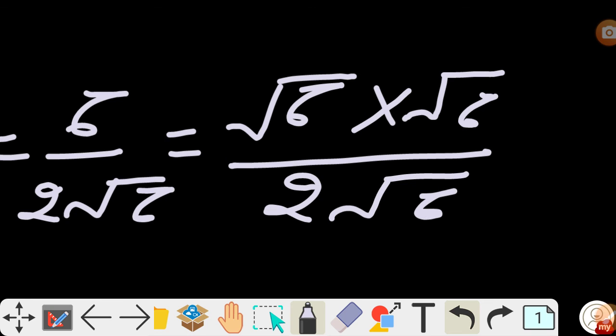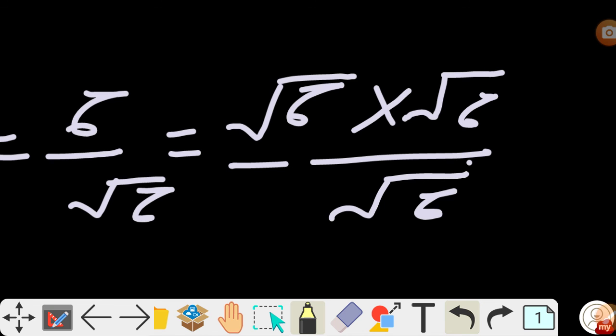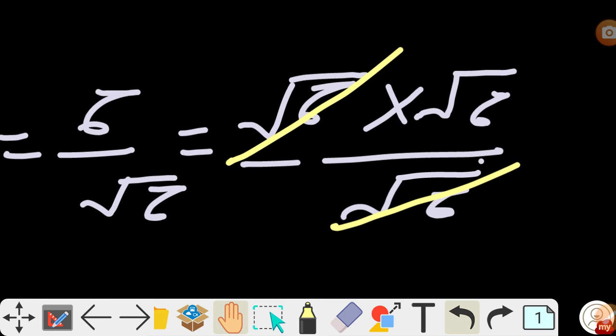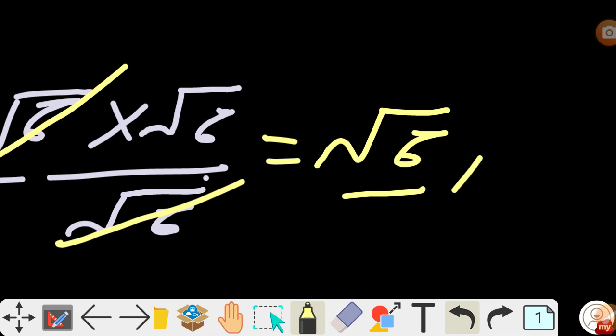So I hope you are able to understand this one. Sorry, not 2, because we divided the 2. So we divide root 6 by root 6. So here we get root 6. Here we get the answer, which is root 6. So this is the answer to your question.